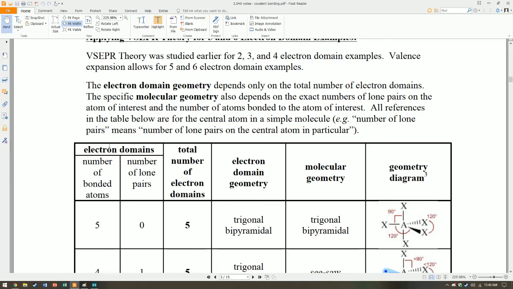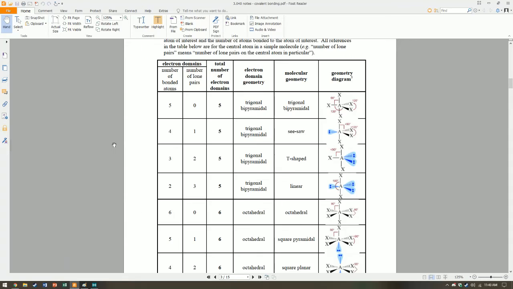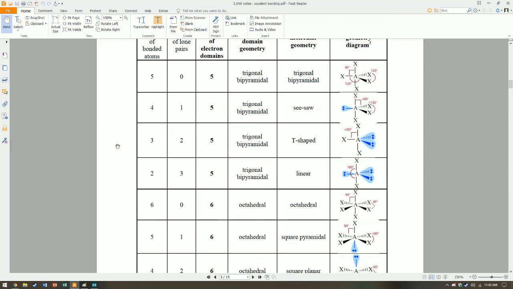VSEPR theory was studied earlier for 2, 3, 4 electron domain examples. However, valence expansion allows for up to 6 domains. So here's the geometry associated with that you're expected to know. 5 electron domains tends to form what we call trigonal bipyramidal. So think of it as a trigonal planar molecule with a stick shoved up it for the other 2 electron domains.